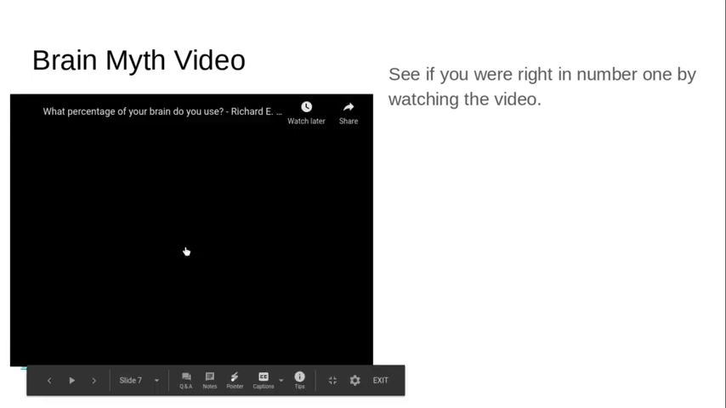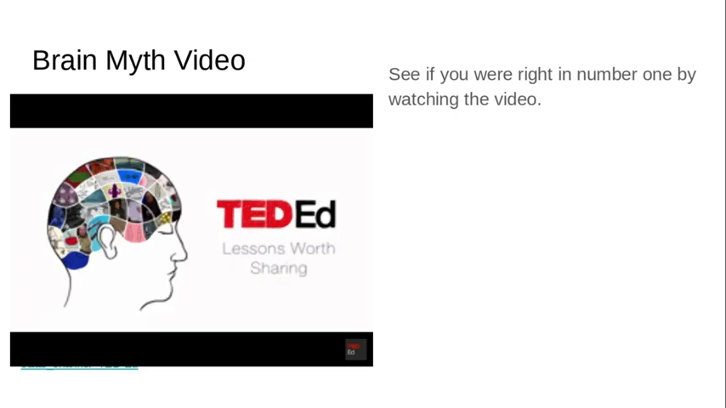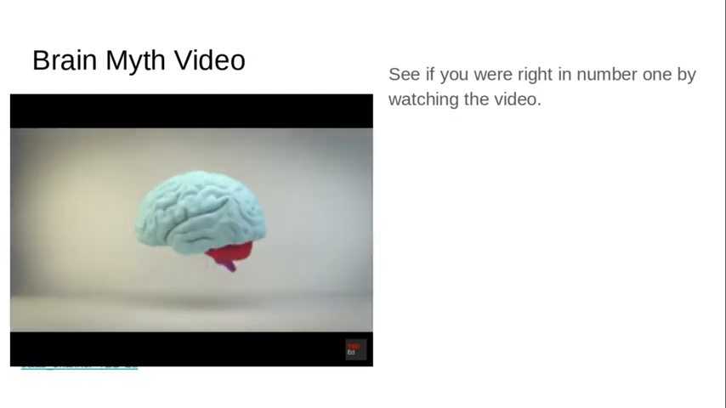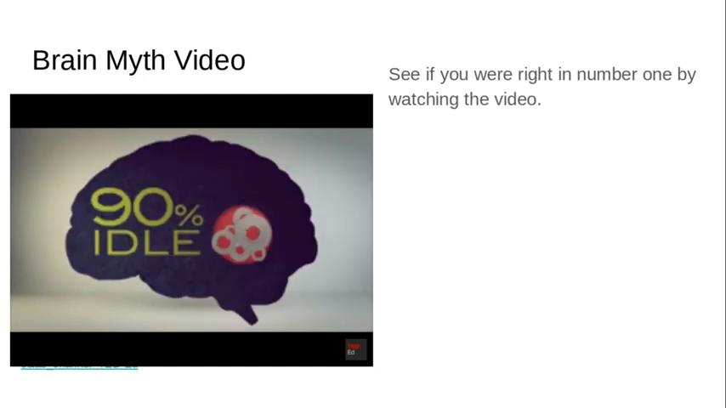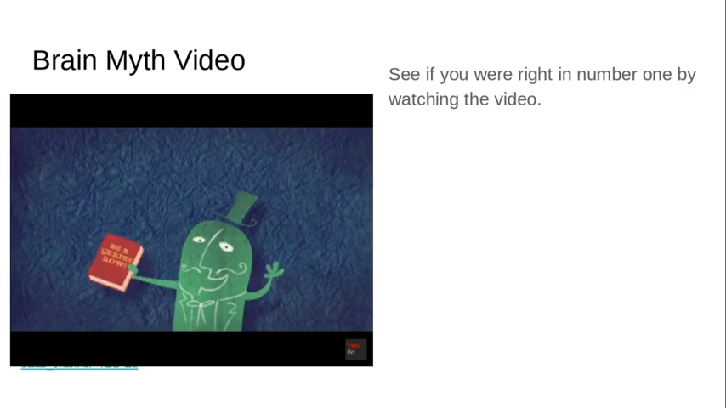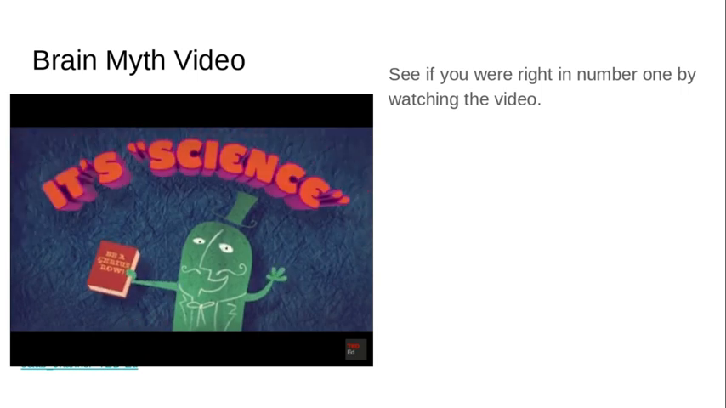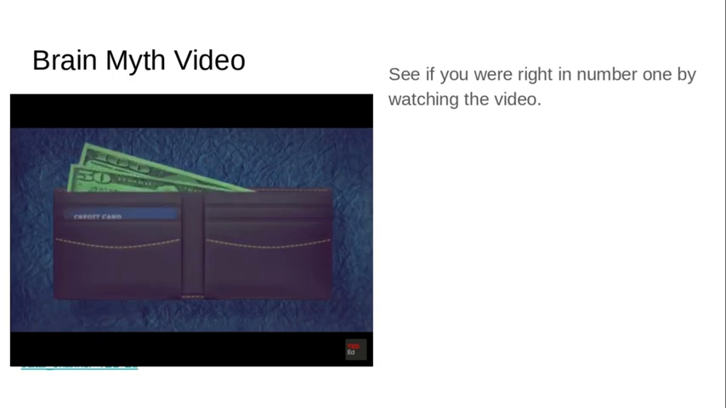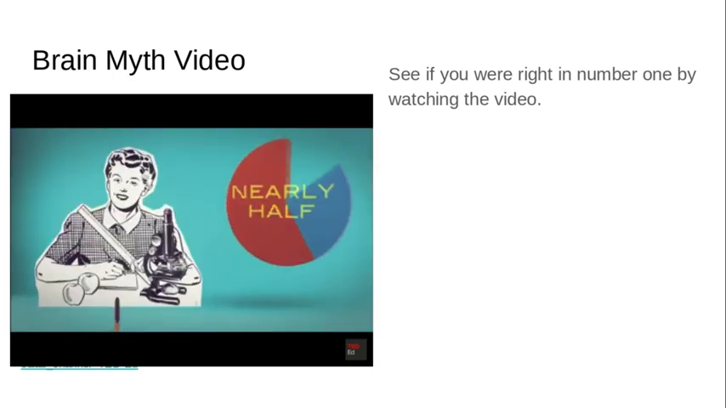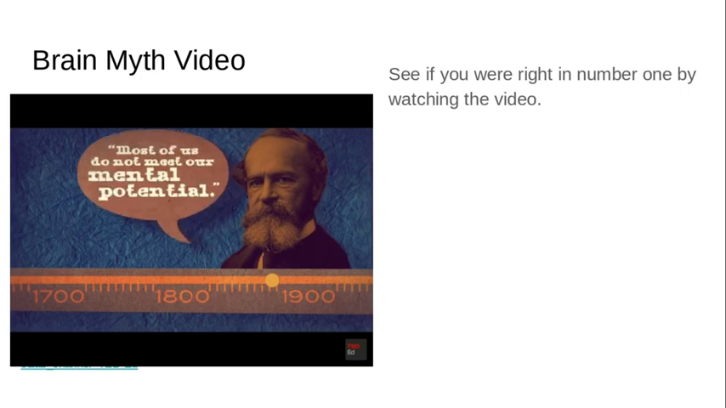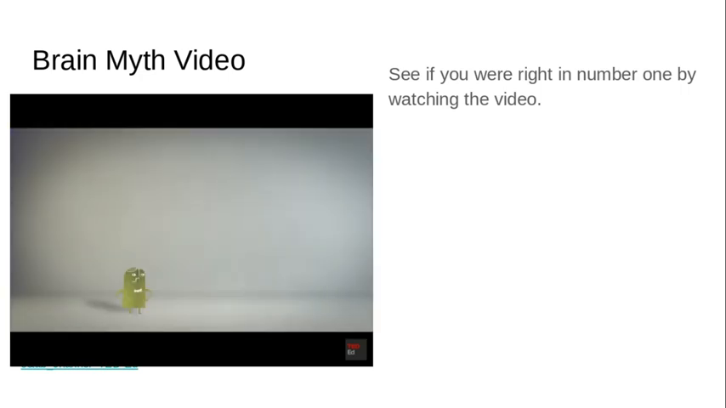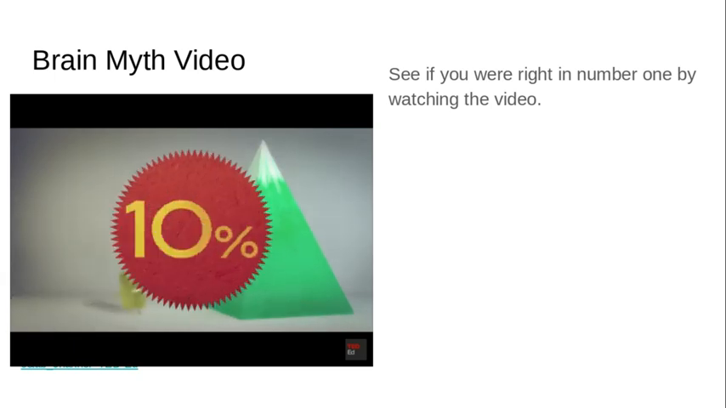Let's see if you are right. An enduring myth says we use only 10% of our brain, the other 90% standing idly by for spare capacity. Hucksters promise to unlock that hidden potential with methods based on neuroscience, but all they really unlock is your wallet. 2/3 of the public and nearly half of science teachers mistakenly believe the 10% myth. In the 1890s, William James, the father of American psychology, said, "Most of us do not meet our mental potential." James meant this as a challenge, not an indictment of scant brain usage, but the misunderstanding stuck.